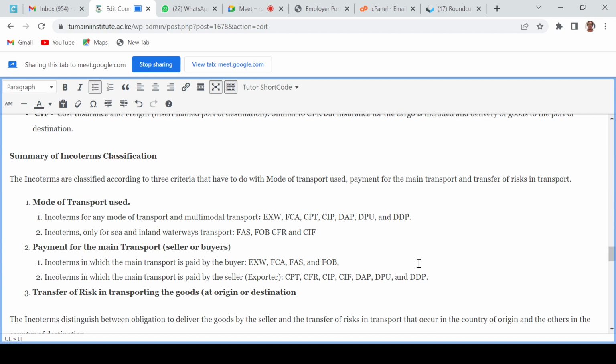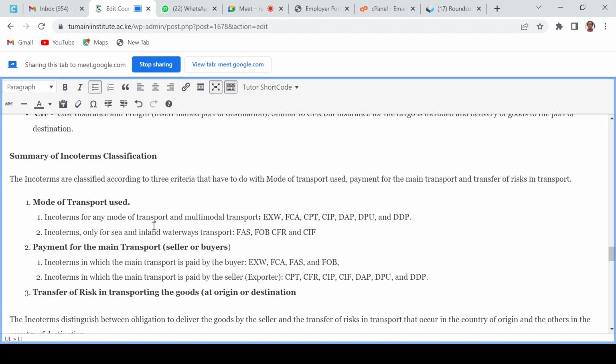So those Incoterms are normally classified in terms of the mode of transport that is to be used, payment for the main transport, and transfer of risk in transporting the goods. So as we were learning them, someone may ask you to explain, outline or describe 3 classifications of Incoterms. They are on mode of transport, payment for the main transport, and transfer of risk transporting the goods at origin or at destination. So those are the things that you'll come across.